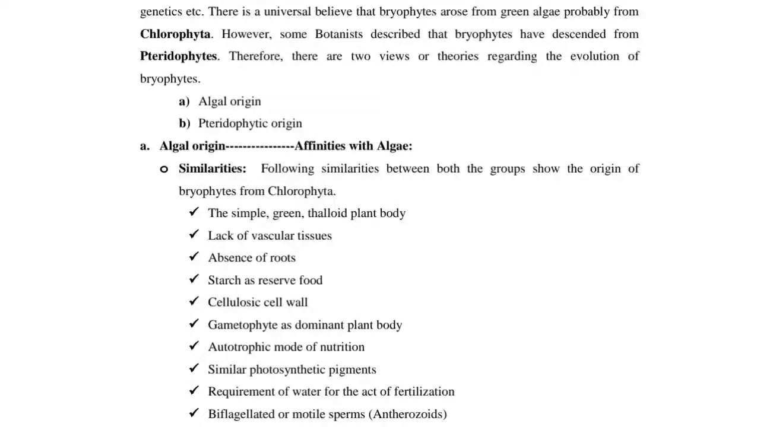A. Algal origin. Affinities with algae. Similarities. The following similarities between both the groups show the origin of bryophytes from Chlorophyta: the simple, green, thalloid plant body, lack of vascular tissues, absence of roots, starch as reserve food, cellulosic cell wall, gametophyte as dominant plant body, autotrophic mode of nutrition, similar photosynthetic pigments, requirement of water for the act of fertilization, biflagellated or motile sperms, antherozoids.